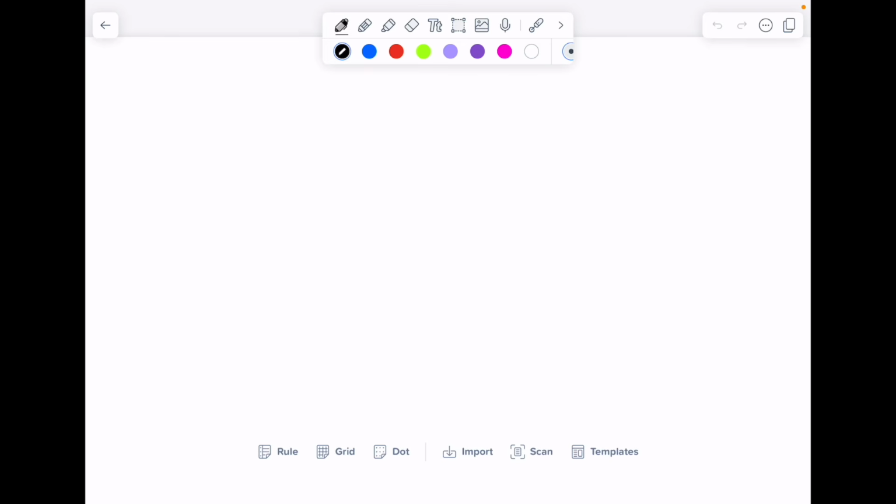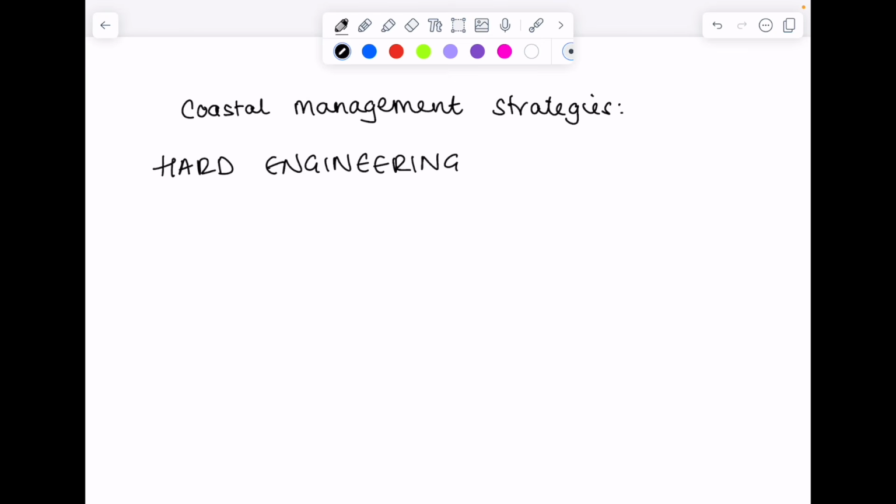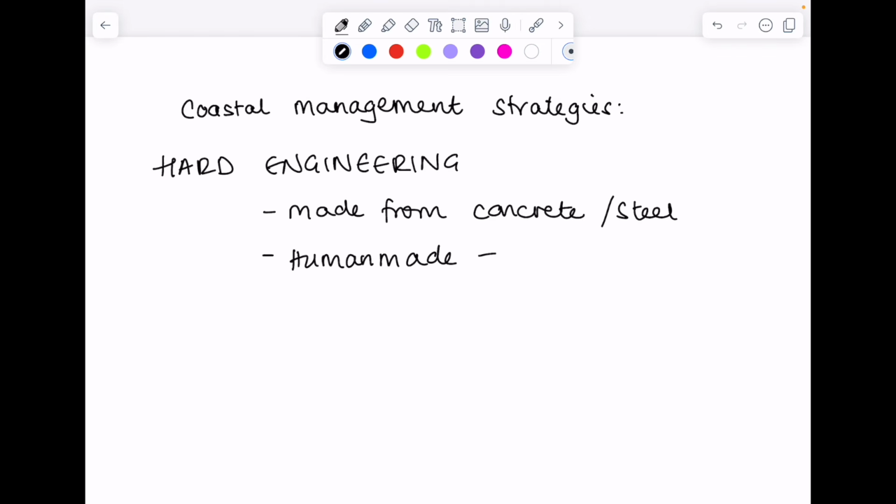Now we're going to move on to hard engineering coastal management strategies. As a summary, hard engineering strategies are usually made using concrete or steel. They tend to be human-made and usually cost a lot to build. And they work very much against natural processes.